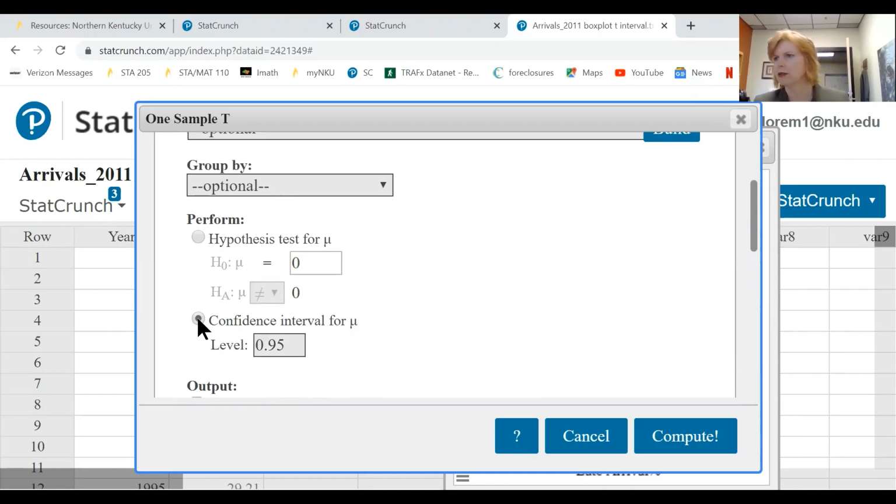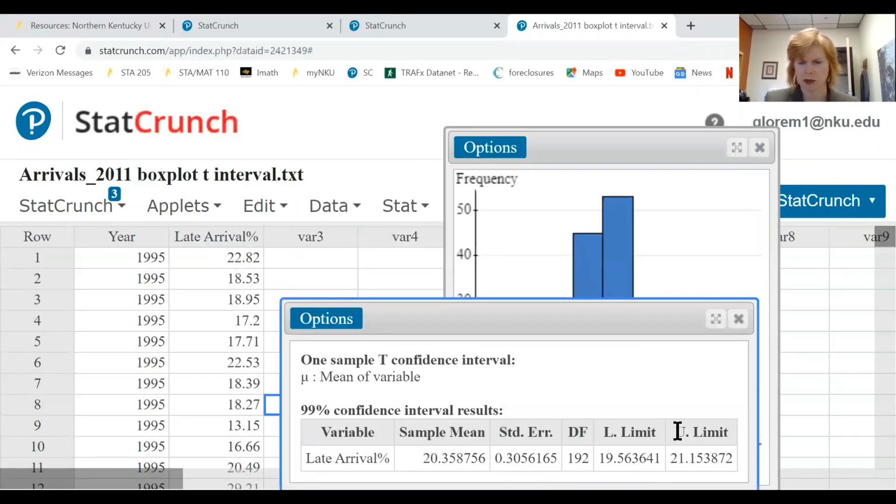And we wanted a 99% one. So I'm going to change this to 99. I hit compute. And there's my confidence interval. So there's my standard error. That was the s over square root of n. So on average, 20.4% were late. And I add a couple standard errors. And so I'm 99% confident that I'm between 19.56 and 21.15.